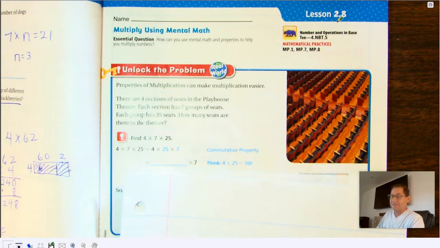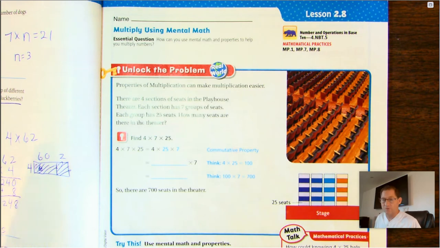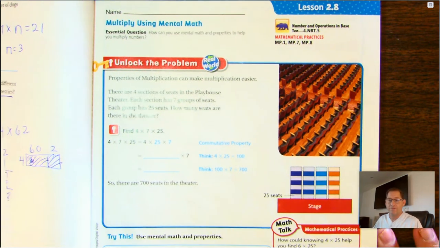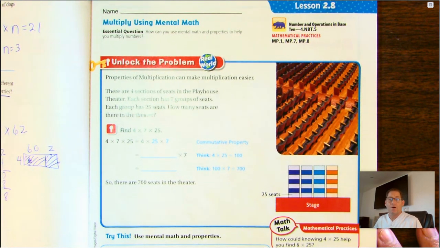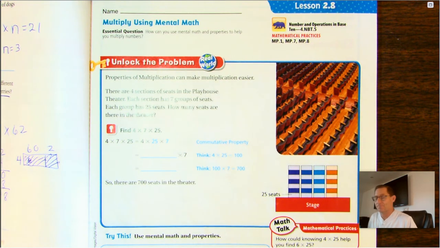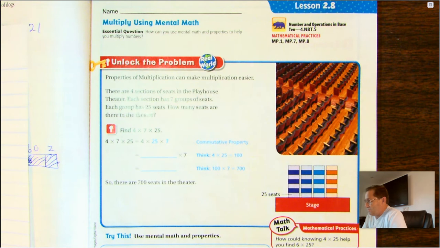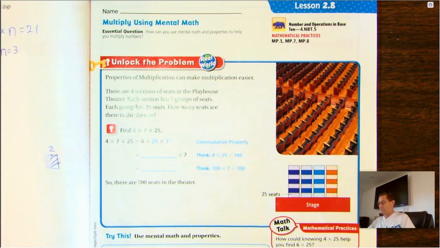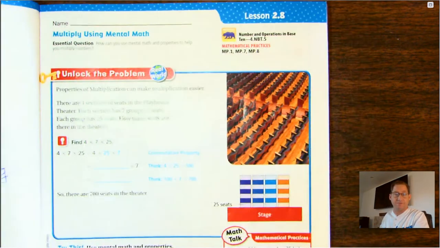Hello. All right. In today's lesson, lesson 2.8, we're on page 77 of our fourth grade textbook. Our topic today is multiplying using mental math. And so it says, how can you use mental math and properties to help you multiply numbers? All right. Well, let's see if we can figure this out together.